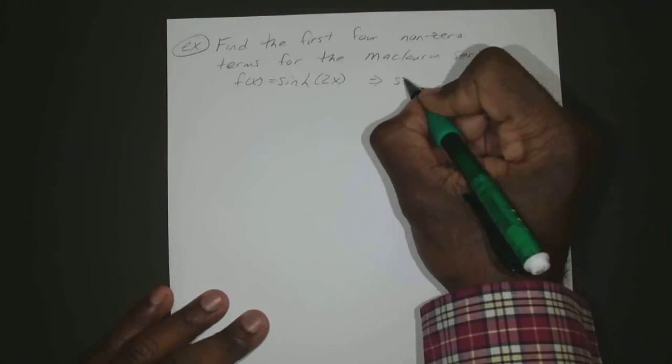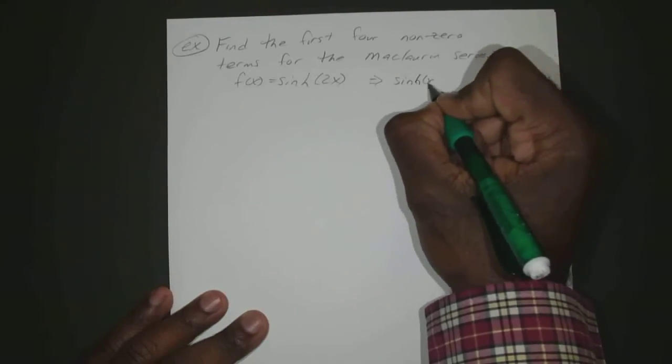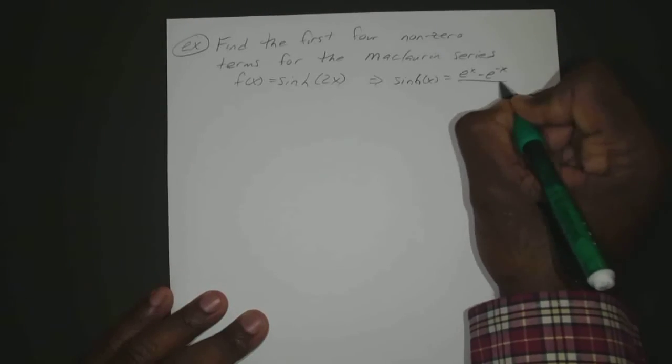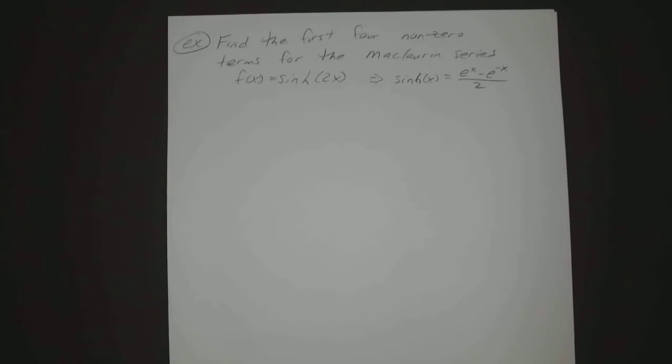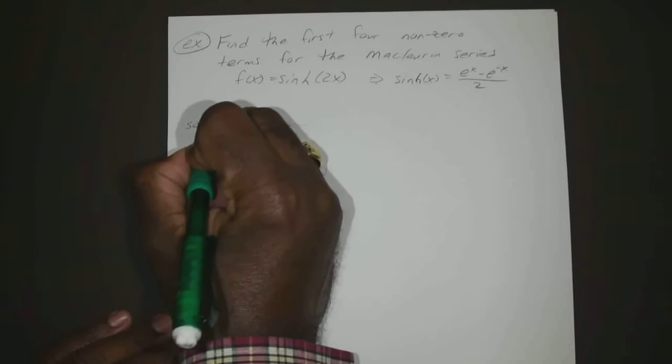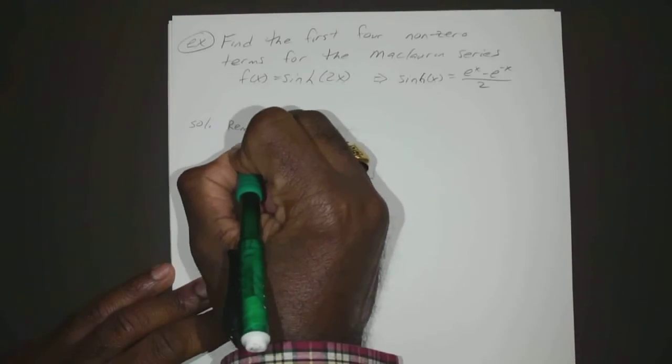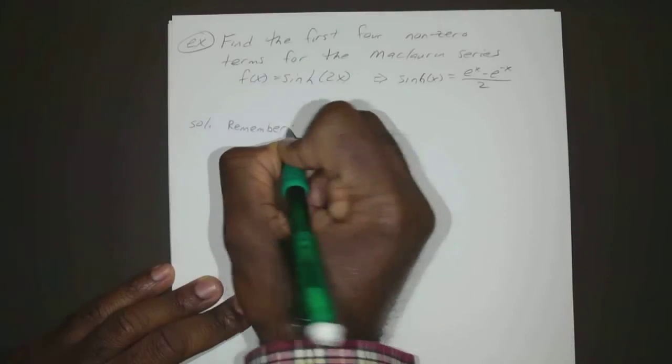Okay, and we know that the hyperbolic sine of x is equal to e to the x minus e to the negative x divided by 2. All right, so the first thing we want to remember is our e to the x.